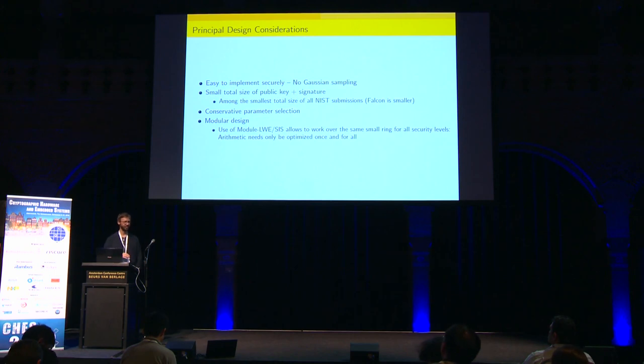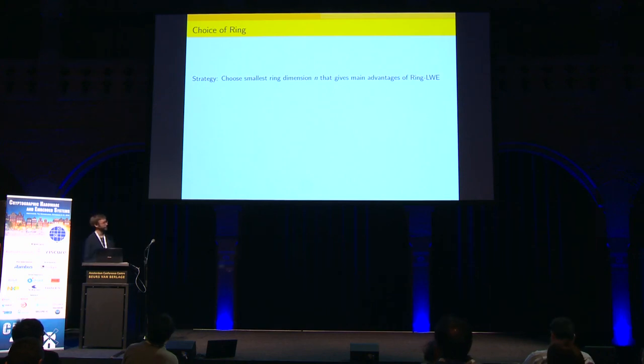Then parameters are chosen very conservatively, so that there's headroom for future cryptanalytic developments, and Dilithium also features a somewhat modular design, which comes mainly from the use of the module LWE assumption. To explain this a bit, in module LWE, different to ring LWE, the secret of a module LWE sample is a whole vector over the polynomial ring, and you can easily adjust the security by choosing the length of this vector, but the underlying ring always stays the same. This means for all security levels, and possibly even for future adaptations of the security parameters, you will always stay over the same ring, and the arithmetic in this ring you only need to implement once. So you can really optimize this, and then you're done with this for all times, basically.